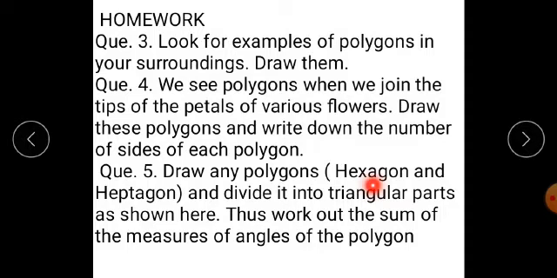You know that the sum of all the 3 angles of a triangle is 180 degrees. Then, how many triangles are there? You have to take the sum of 180 plus 180 plus 180 plus 180, and then you will get the total sum of all the angles of the given polygon.